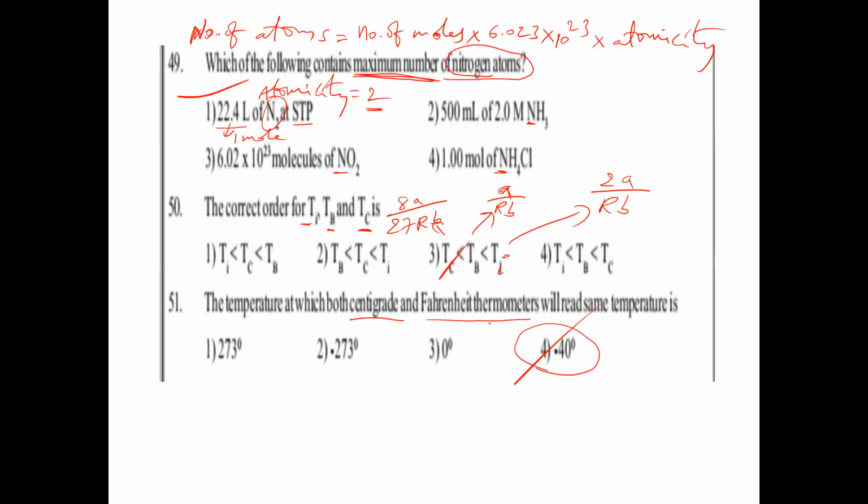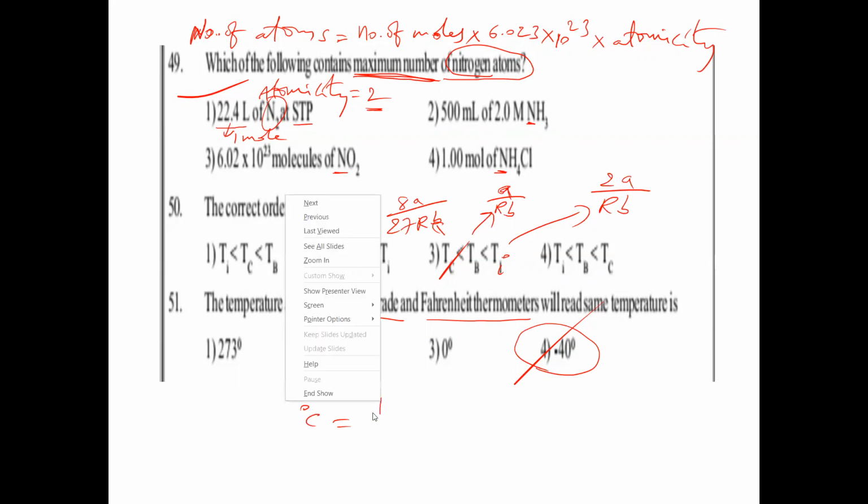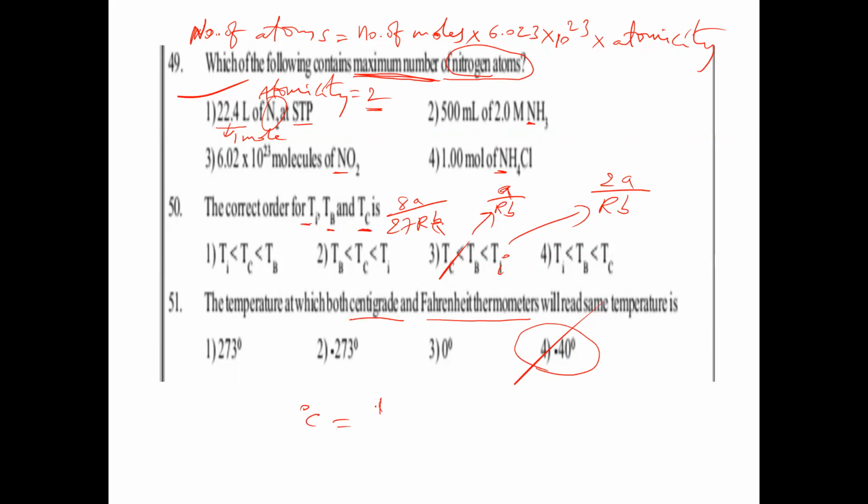Minus 40 degrees Celsius. At minus 40 degrees Celsius, both centigrade and Fahrenheit will be the same. Now, centigrade Celsius is equal to 5 by 9 into F minus 32. So from this, if you substitute minus 40 degrees Celsius, it will be the same here. Now centigrade temperature and Fahrenheit temperature will be the same at this temperature. So this conversion factor we have to use here.